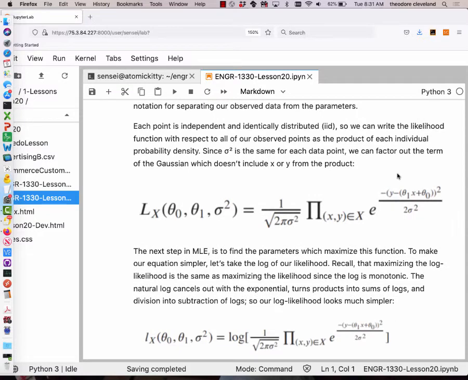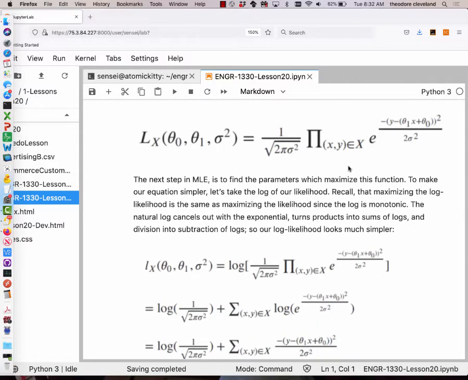Each point is independent, identically distributed, so we can write the likelihood function with respect to all of our observed points of each individual probability density. Remember the 2 and the 6 above, we just multiplied their 2 probabilities and said that was the joint probability. Now I'll do it for all the observations. And so we use this cool capital pi symbol to represent multiplication of a series of things. And we're going to call this whole function the likelihood function of cap x, and it is the products of the probabilities of y given x for every element in cap x. And you notice this has a y and an x, and it has a theta 1 and theta 0. So the only thing that changes in each of those multiplications is the value of lowercase y and lowercase x.